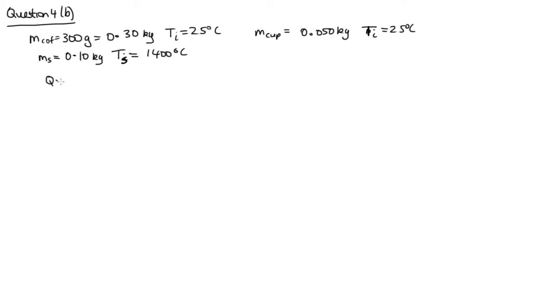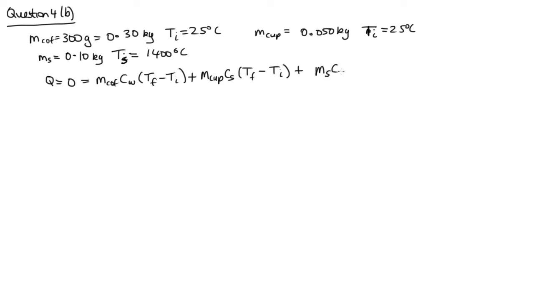So the total heat transfer in this case is 0. Anything lost by the sphere is gained by the coffee and the cup. So we can write that the mass of the coffee times the specific heat capacity of the coffee, which we're told to model as water, times the change in temperature, so that's the final temperature minus the initial temperature. So this gives us the heat gained by the coffee plus the heat gained by the cup, which is the mass of the cup. It's made from steel, so the specific heat of steel times the final temperature minus the initial temperature, which is the same as for the coffee, plus the sphere.